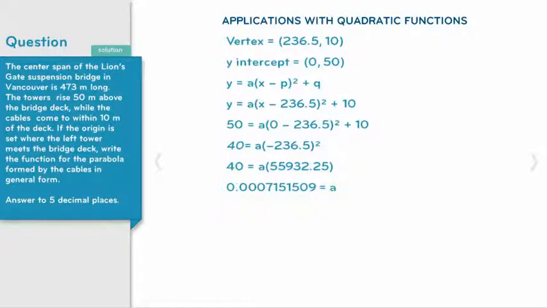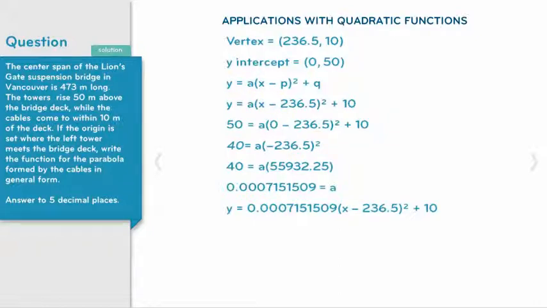0.0007151509. Now you'll notice that I kept a lot of decimal places there, and the reason for that is that this question asks for an answer in 5 decimal places. Okay, so now I've placed my a value into the equation in the spot of the a. So we have it in vertex form in our equation.